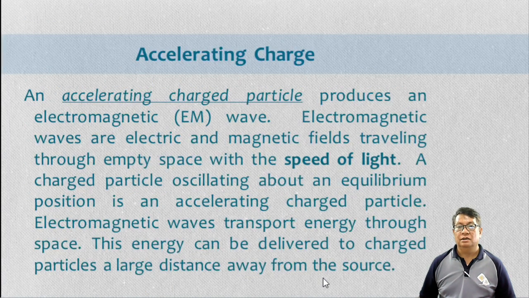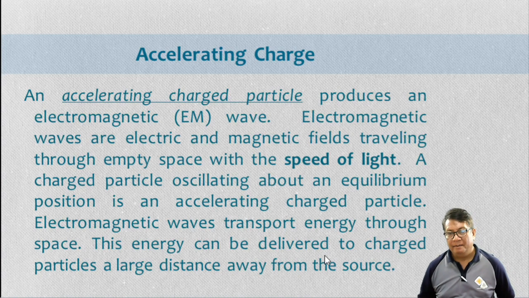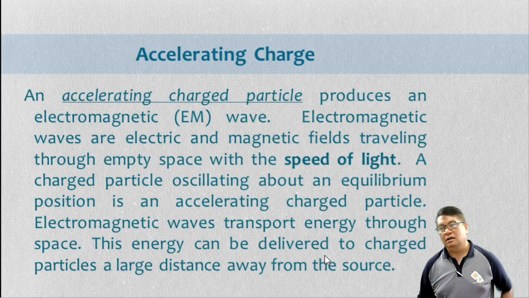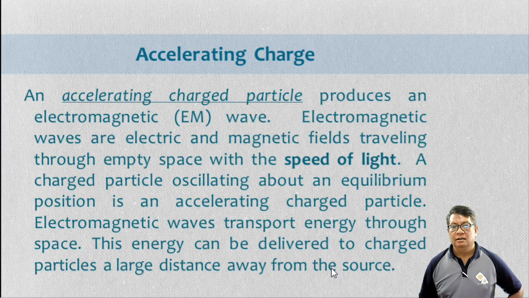Okay, so accelerating charged particles produce an electromagnetic wave. Electromagnetic waves are electric and magnetic fields traveling through empty space with the speed of light, that is more or less 186,000 miles per second. A charged particle oscillating about the equilibrium position is an accelerating charged particle, in which these electromagnetic waves transport energy through space. The energy can be delivered to charged particles in large distance away from the source.